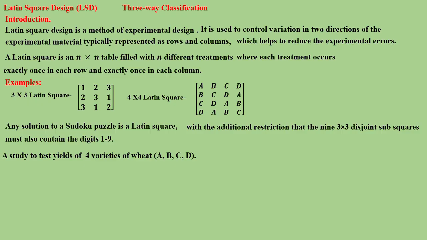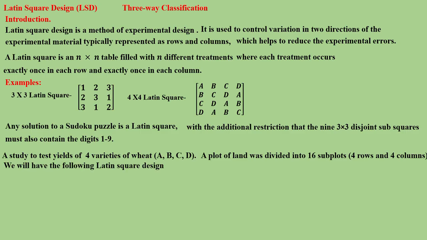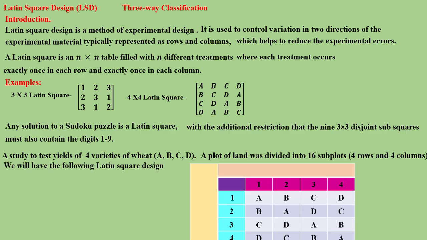A study to test yield of 4 varieties of wheat. Next example of Latin squares, right? A plot of land was divided into 16 subplots, 4 rows and 4 columns. We will have the following Latin square design, right? 1, 2, 3, 4, A, B, C, D, right? Like that. Column, this is row.